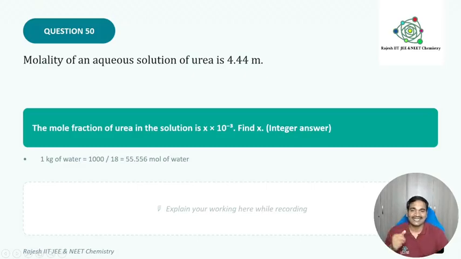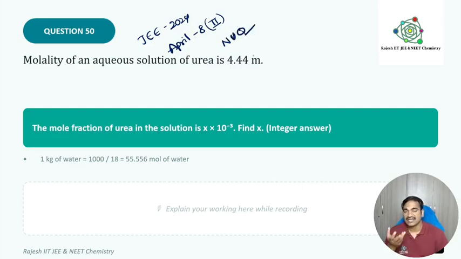Hello, my dear students. This question from the solutions lesson was given in JEE 2024 April, 8th, second shift. It is an NVQ numerical value based question, so nothing but an integer question, right?